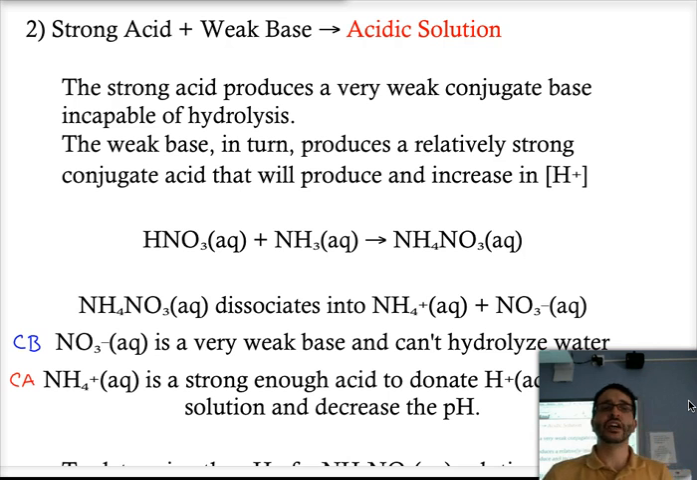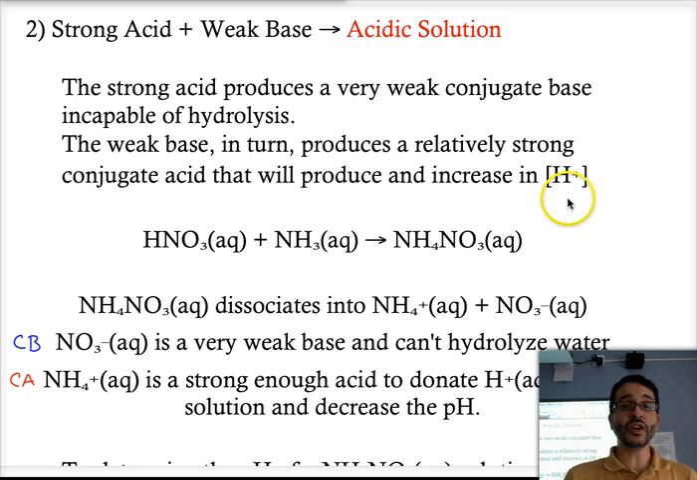If we instead have a solution of a strong acid with a weak base, this will result in an acidic solution. It is not acidic because we didn't finish neutralizing. It's acidic because the conjugate acid of a weak base is relatively a strong acid, and so that's what's going to change the pH. The strong acid has been completely neutralized, but because it reacted with a weak base, it makes a relatively strong acid.